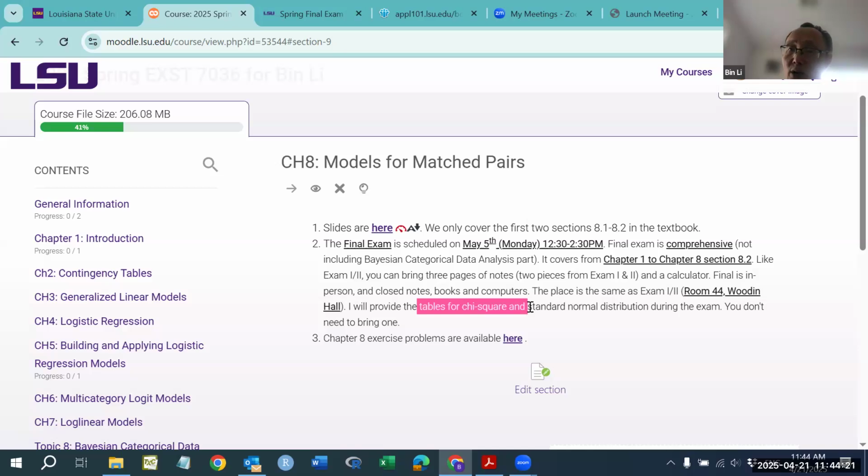I will not give you an old exam for the final, but the format will be the same as exams 1 and 2, because you already have exams 1 and 2. So you know what type of questions you will see in the final. Basically, the only new material will be chapter 7 and the first 2 sections of chapter 8. The first 6 chapters were already covered in exams 1 and 2. Any questions?